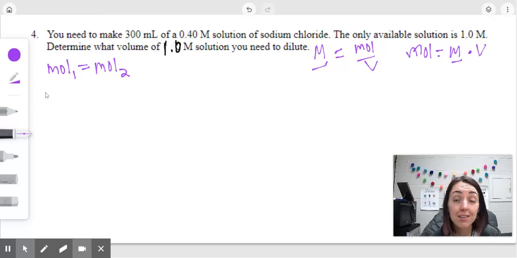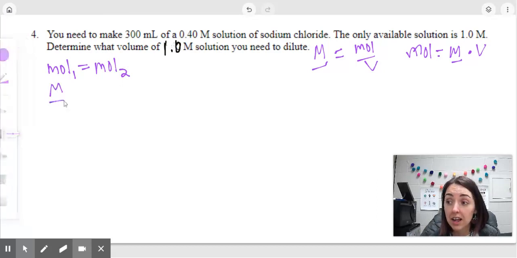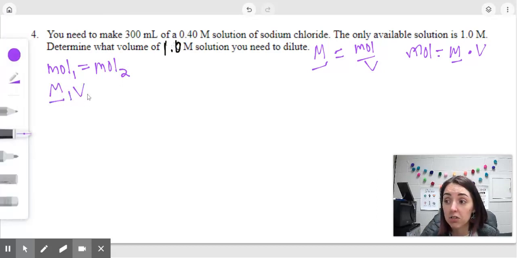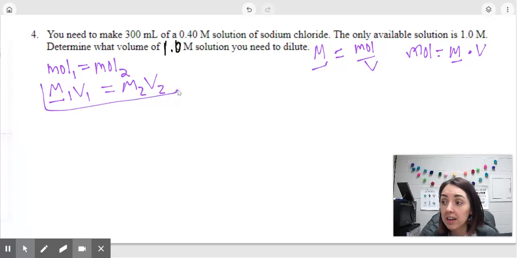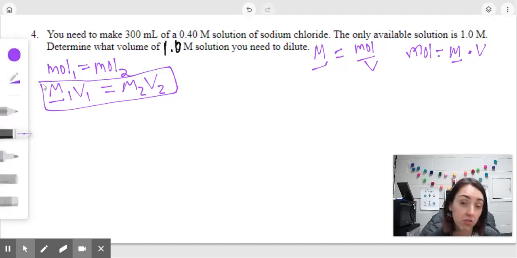Well, we can do a little substituting and find that the molarity of solution 1 times the volume of solution 1 would be equal to the molarity of solution 2 times the volume of solution 2. So we're still using that molarity equation. We've just rearranged and substituted a little bit to get this dilution equation. And this is what we're going to be using for these dilution type problems, where you are given the molarity and a volume and you're trying to find another volume.